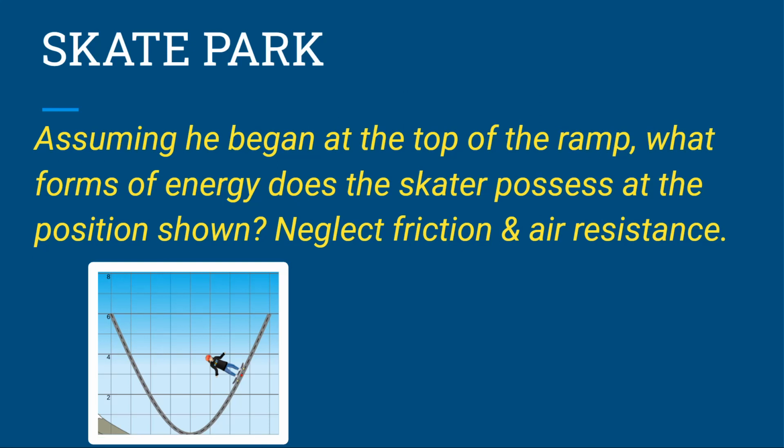Assuming he began at the top of the ramp, what forms of energy does the skater possess at this position? So if he started up here, he's moving down, he's right here, we just paused it. What does he have right there? What energy form or forms? Is he moving? What do y'all think? Garrett, would he still be moving at that point if he started at the top?